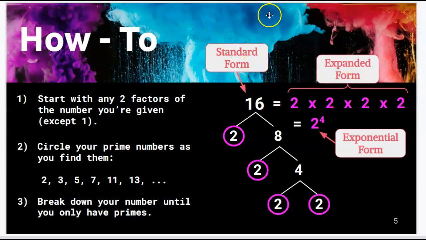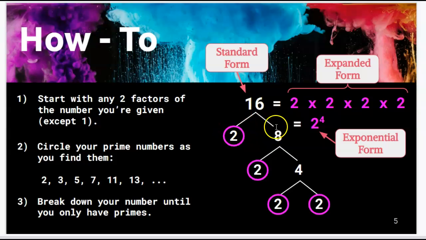Well, we still have the standard form, the expanded form, and the exponential form that we talked about when we did exponents. But this time, they're only going to give you the standard form, and you need to break it down into expanded form and exponential form. So if I give you something like 16, we're going to create something called a factor tree. We pick two things that multiply to get 16. In this case, we did 2 times 8. Whenever you get to a prime factor, you're going to circle it, because it's done. The only thing you can do is 1 times 2, and that doesn't do anything.